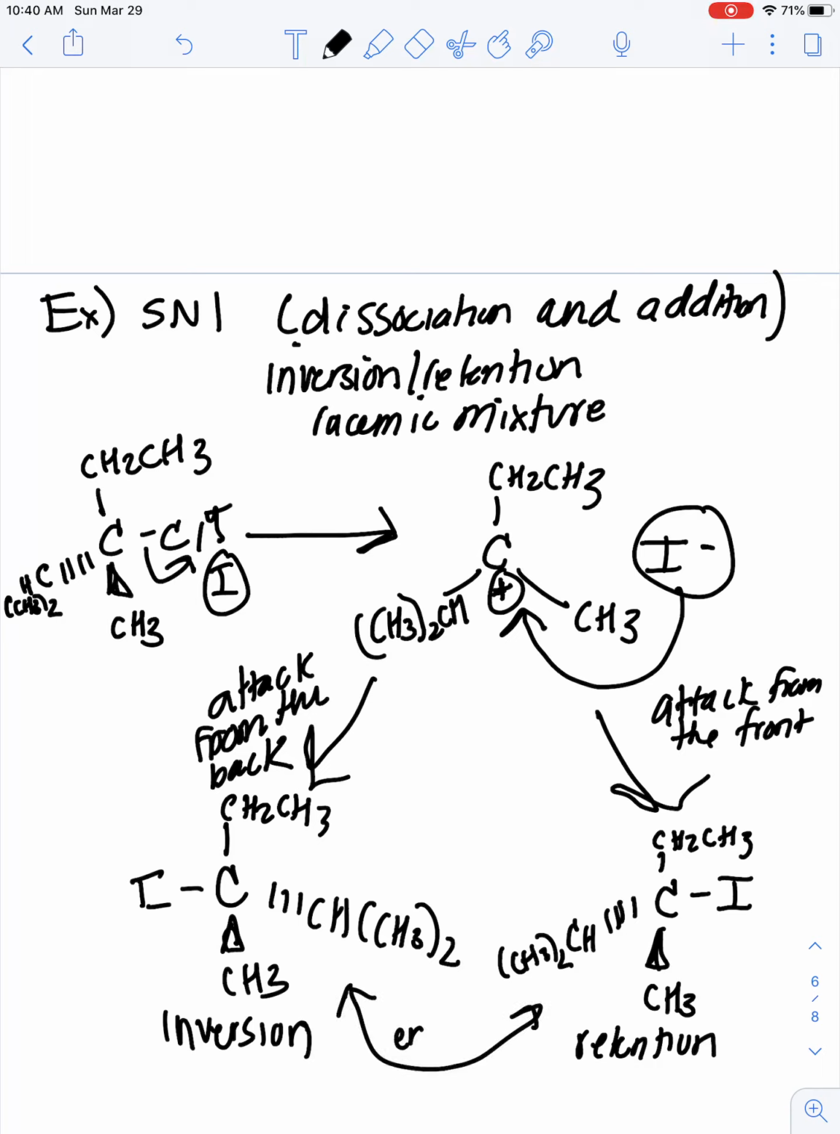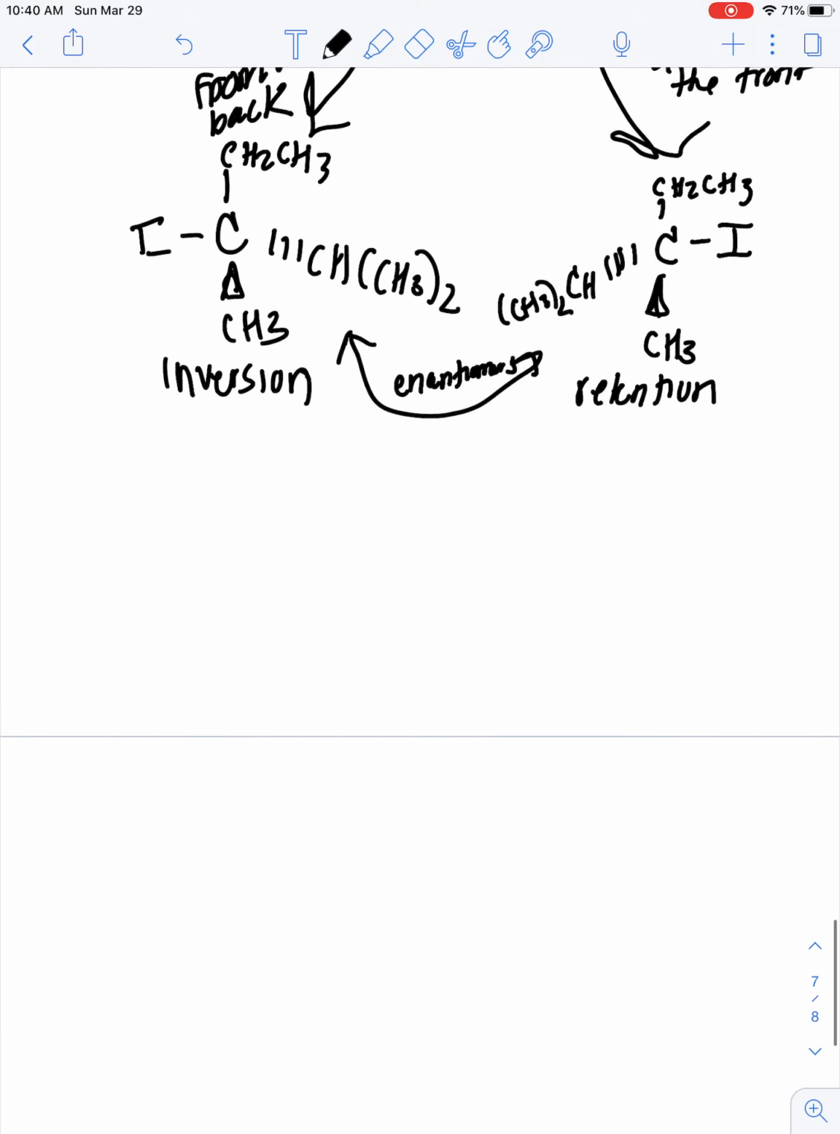So these are enantiomers, and they will be a racemic mixture. So we will have a 1-to-1 ratio of both of those enantiomers. So again, 1-to-1 ratio would mean that it would be optically inactive. So let's look at some reactions generating a new chiral center.